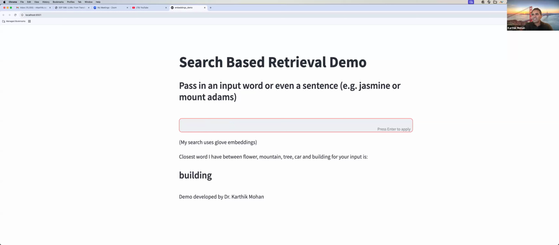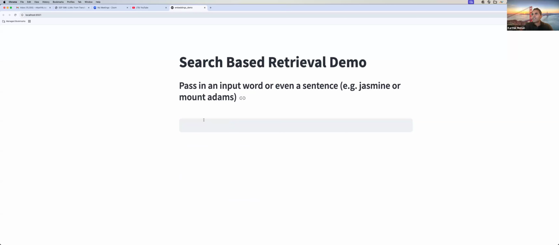So some things are straightforward and some things are more tricky. I think it'll fail because you have to see that the GloVe embeddings are not foolproof. And also if it's a sentence, then we're doing the averaging. And let's try tree, and okay, let's try something.